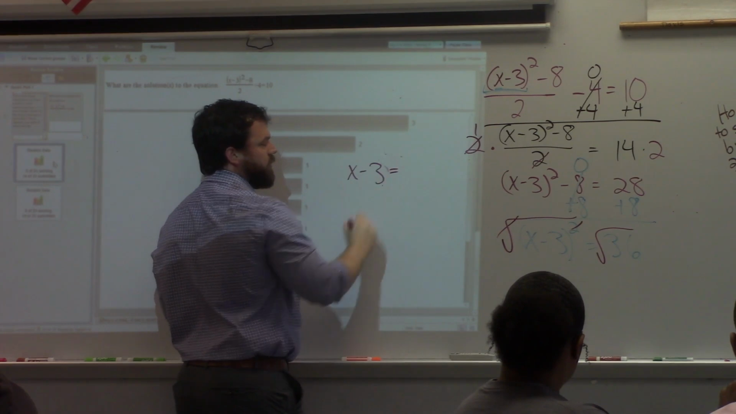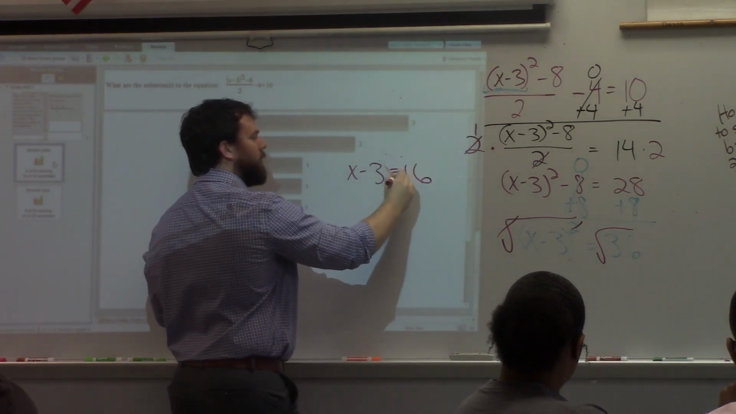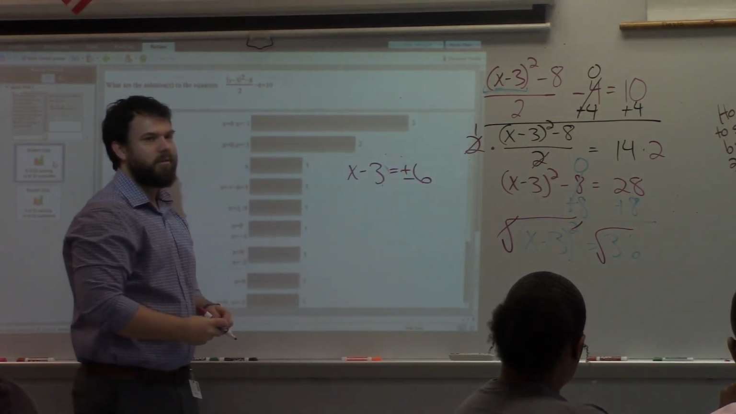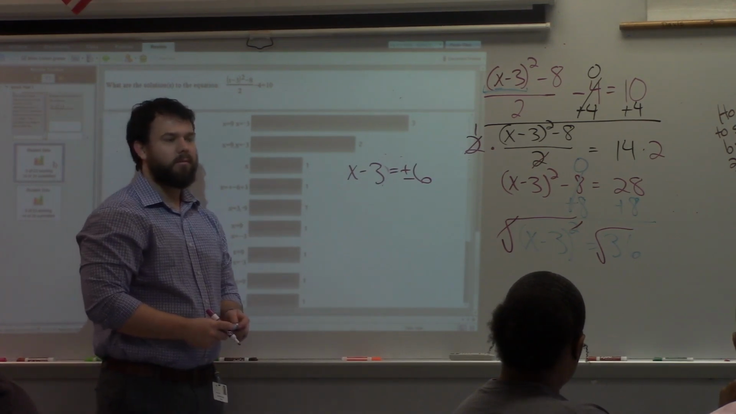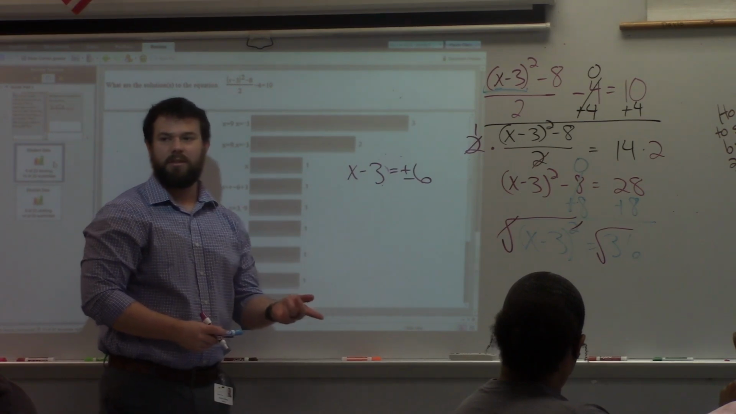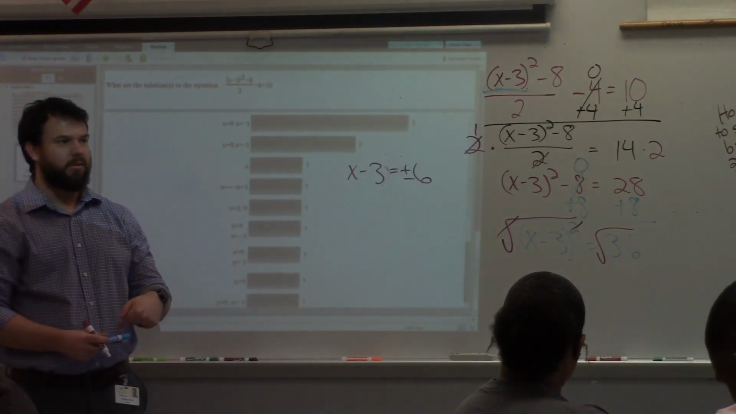x minus 3 is equal to positive and negative 6. Why do I need a positive and a negative 6? Because 6 times 6 is 36, and negative 6 times negative 6 is also 36.